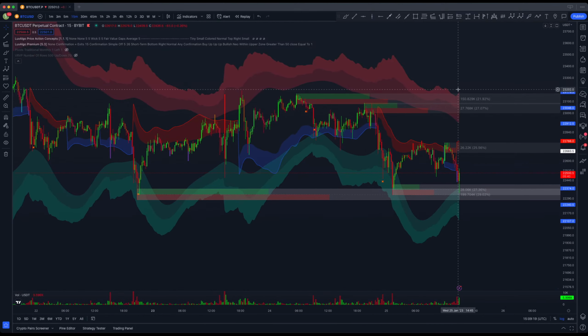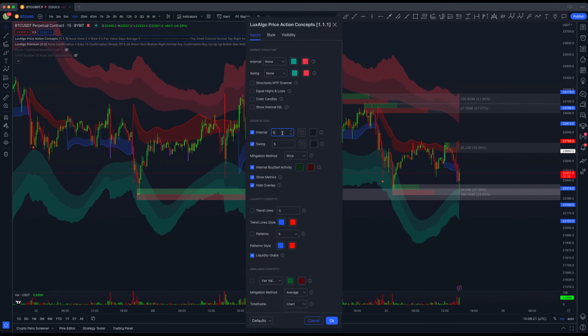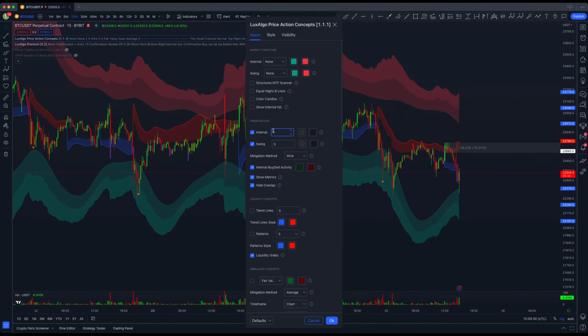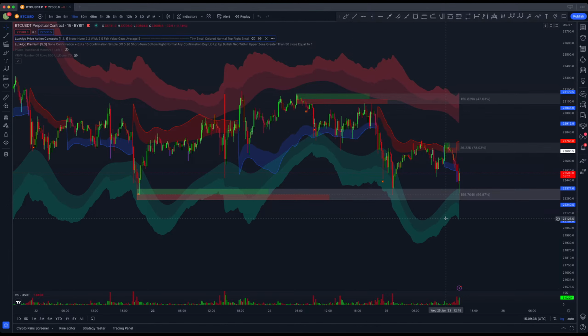And the way I like to do it, again, I'm just going to clean this up a little bit. The idea for me is to try and get, well, actually, I don't even want internal on, because internal are less structural, with less traded volume in that area. So I'll leave it at 2. But I want to show just the swing, because the swing will give me the stronger order blocks, let's just say. Now, these are both very valid, right?